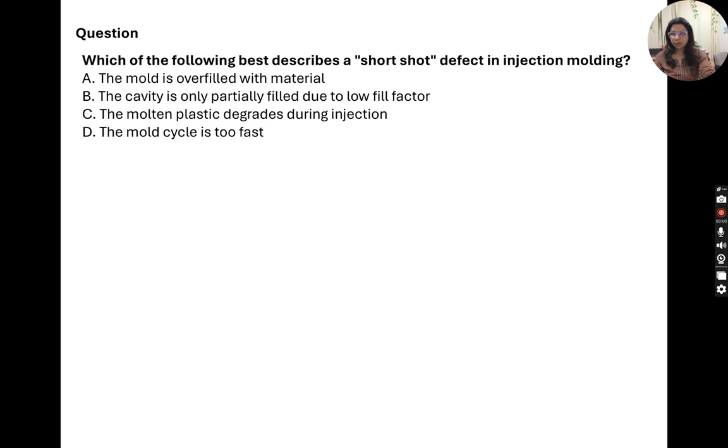Which of the following best describes a short defect in injection molding? They are asking about a short defect. Is the mold overfilled, is the cavity only partially filled, does the molten plastic degrade during injection, or is the mold cycle too fast? How is this defect, which is called a short, defined?